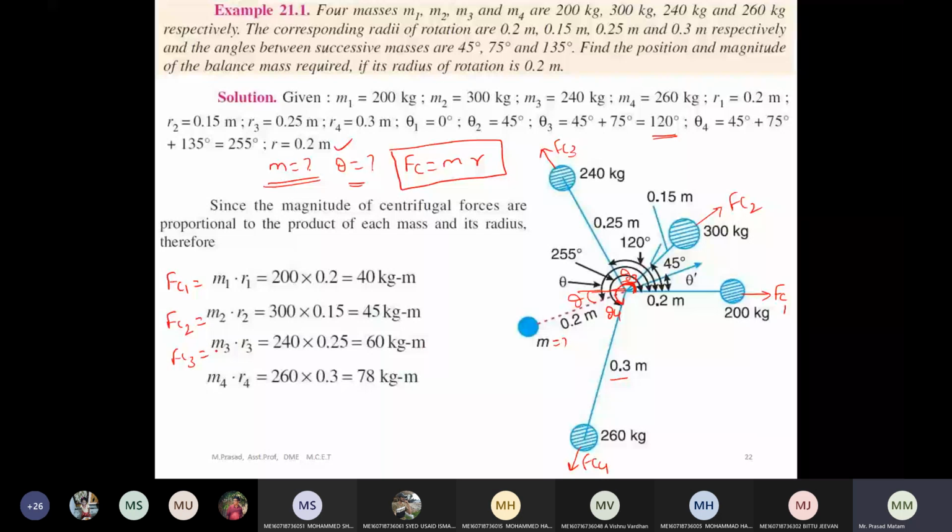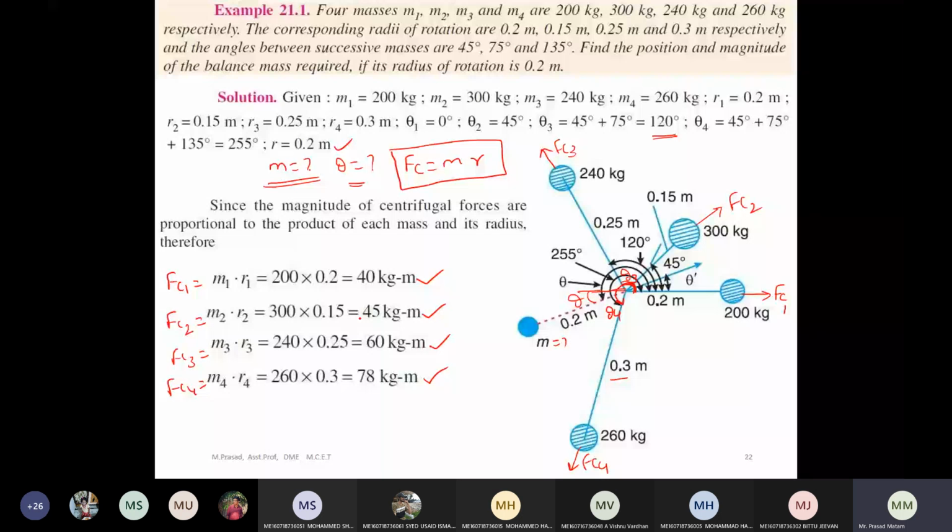M1 R1 I am getting as 200 into 0.2 meter, that is 40 kg meter. M2 R2 is 300 into 0.15, that is 45 kg meter. M3 R3 is 240 into 0.25, 60 kg meter. And M4 R4 is 260 into 0.3, that is 78 kg meter. Are you able to follow up to now?